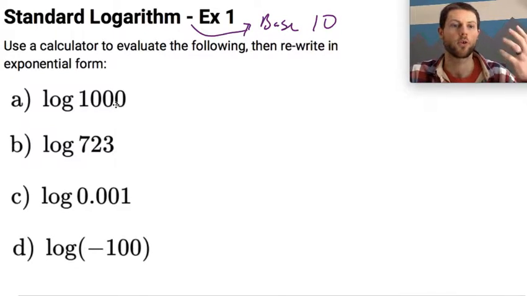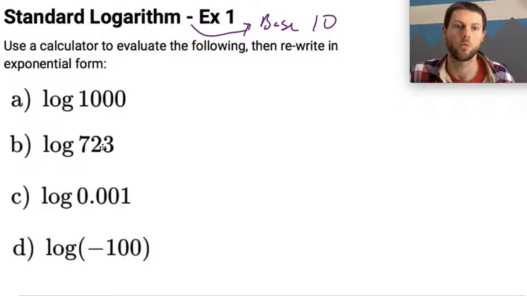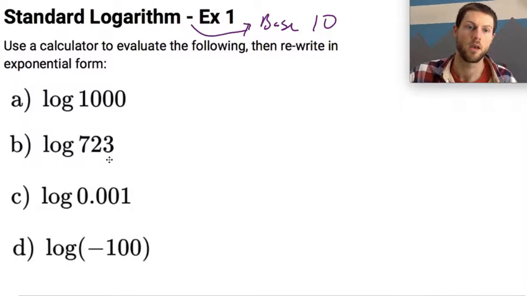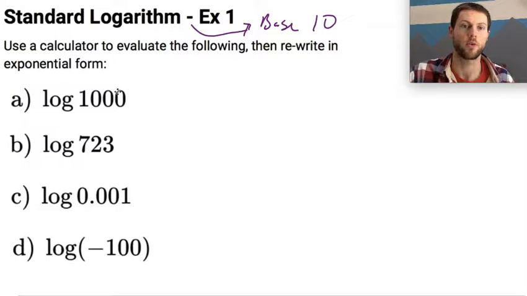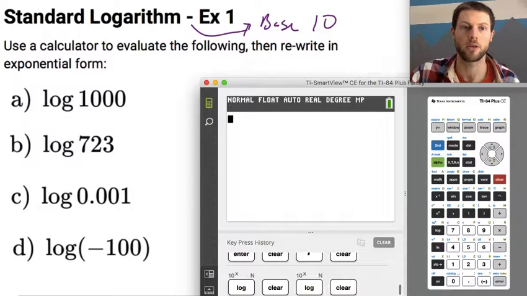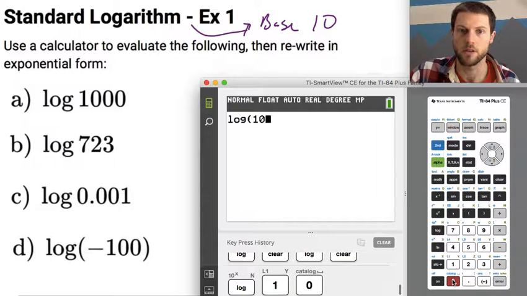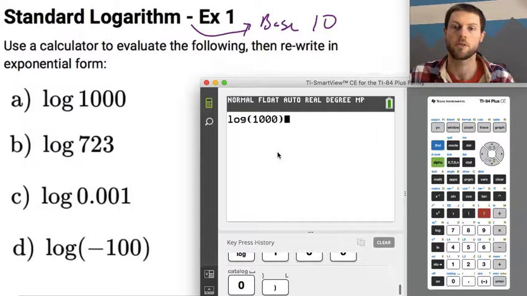And so now for these four examples, we have to think about what the values of these things will be, and the base of all of them is 10. Some of them work out to be nice numbers, some of them don't, but I'd like to just use a calculator to evaluate all of these and then rewrite them in exponential form. So let me pull out my calculator here, and let me type in the log of 1,000. And if you type in the log in your graphing calculator, it knows that the standard base is 10.